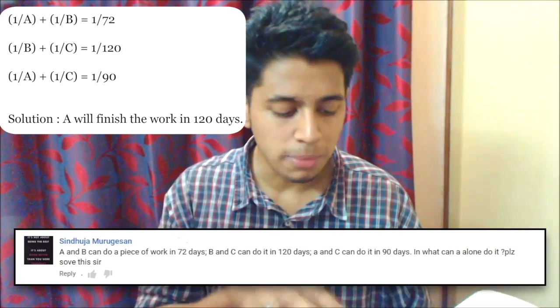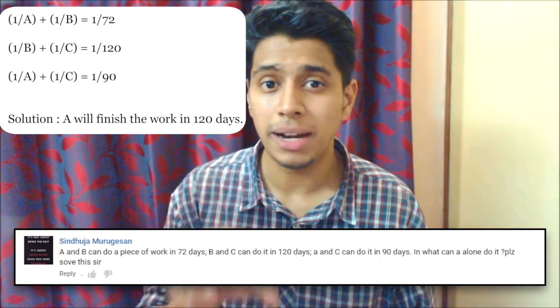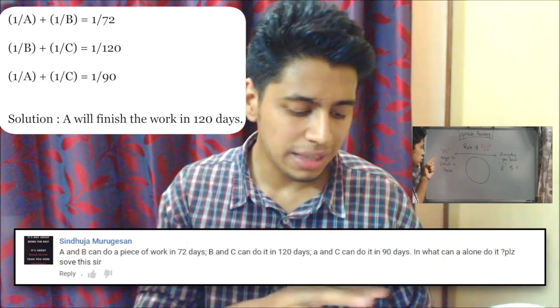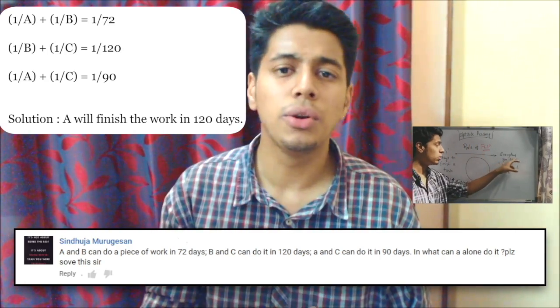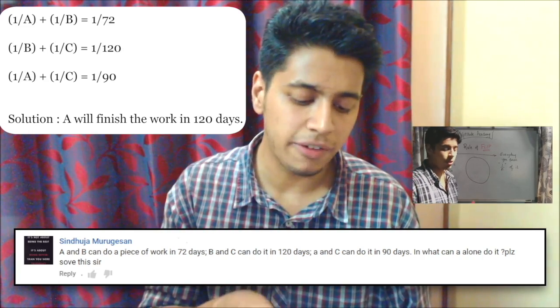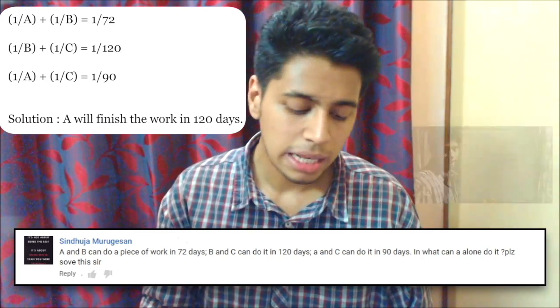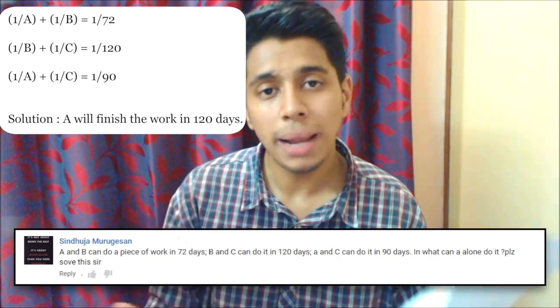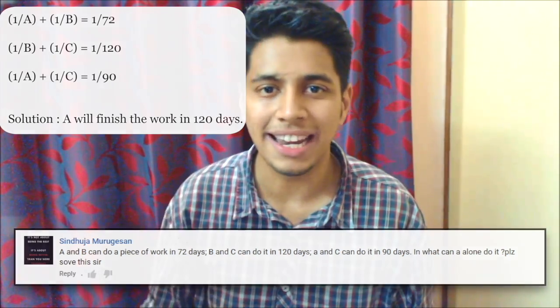Now, if you don't know how I form these equations, you need to go and see part 1 of my time and work series that I'll link down here. Okay, so now these three equations are formed. Now what you need to do is substitute and simplify such that you get A. Now if you solve it, you will get 1 by A is equal to 1 by 120, which implies that A will finish the work in 120 days.